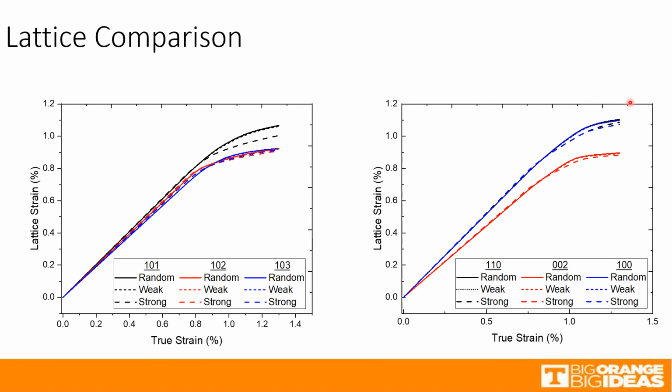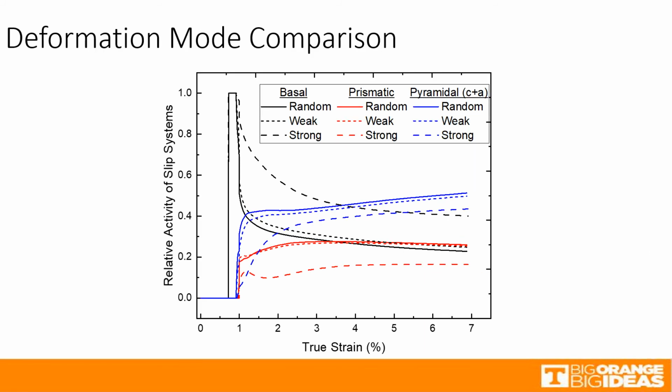As you can see, the 002 and the 100 planes respond differently from the strong texture, implying a different evolution of deformation modes is used. Here, we can compare the deformation modes used by each grain set. The order of activation remains the same for each set: basal first, then pyramidal, followed quickly by prismatic. But that is where similarities end.